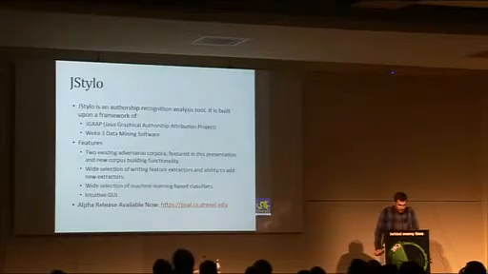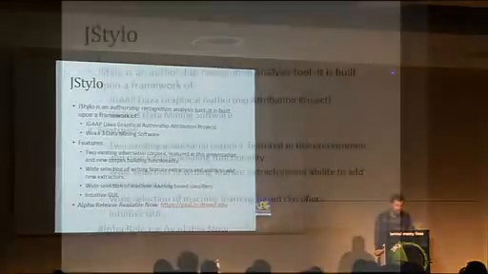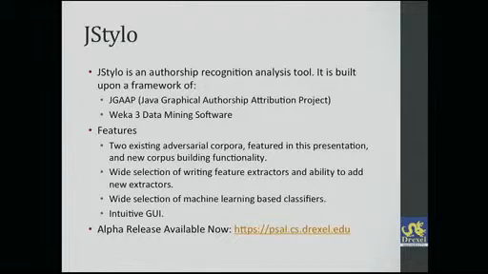So JStylo is built upon a framework of JGAP and Weka. It has the two existing adversarial corpora that we're releasing here. And there's a new corpus building functionality, so you can quickly and easily put together a bunch of documents and save it and hold on to it so you can analyze those over and over again.